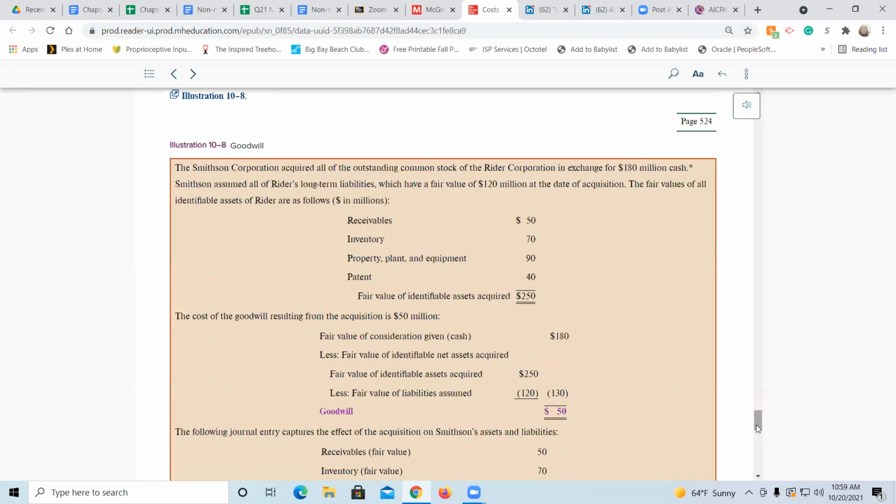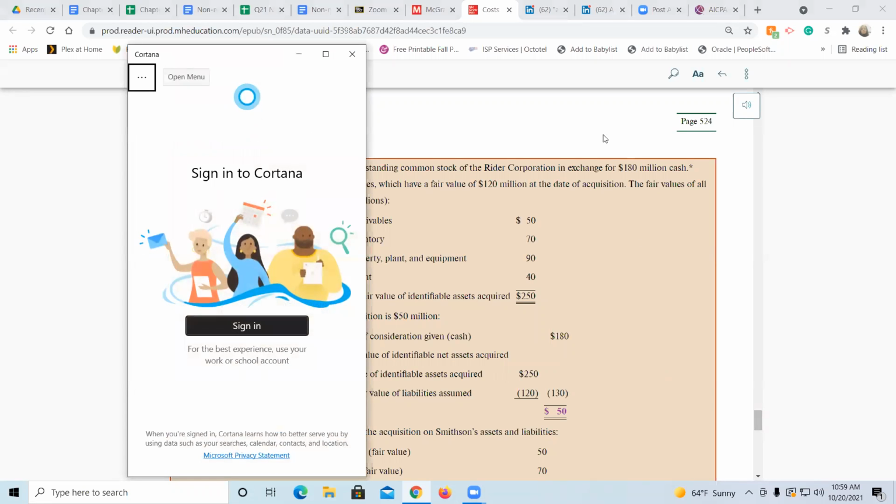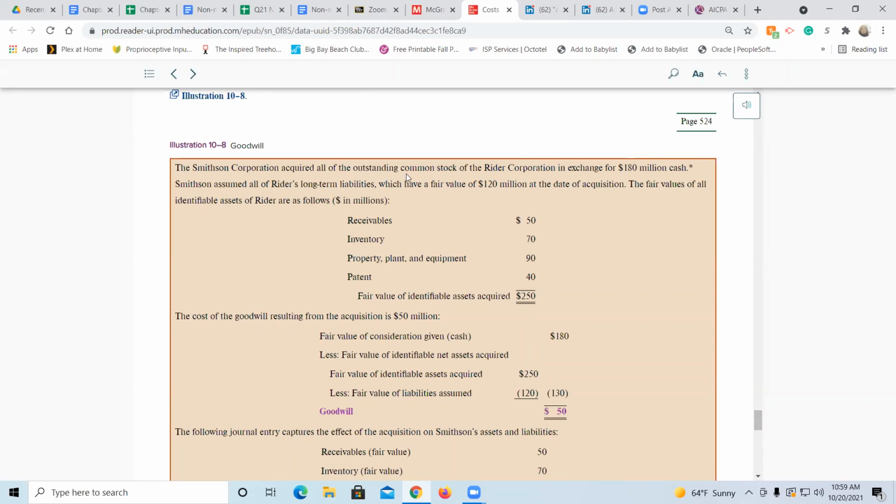The Smithson Corporation acquired all of the outstanding common stock of the Ryder Corporation. So Smithson is the purchaser, Ryder is being acquired, in exchange for $180 million cash. This is the purchase price. Remember, goodwill is the excess of this purchase price over the fair value of the net identifiable assets. So we have the purchase price, and we need to figure out the fair value of the net identifiable assets.